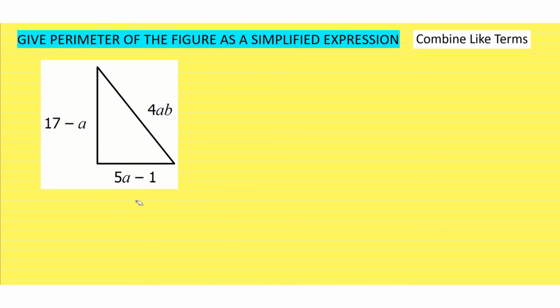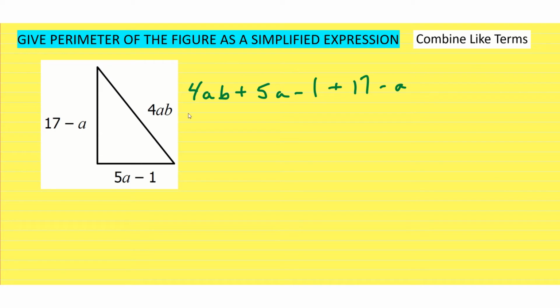Okay, so let's go ahead and just write that out. If you just start writing, sometimes that activates your brain. So let's go ahead and start writing. 4AB plus 5A minus 1 plus 17 minus A.